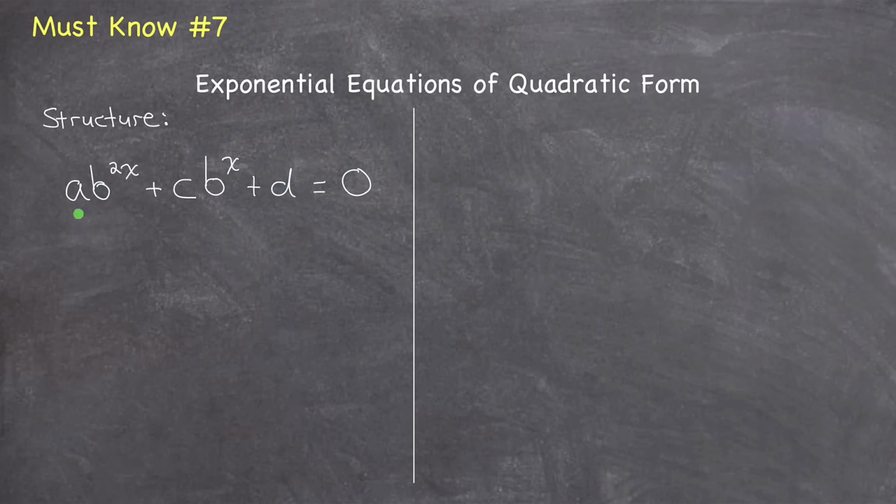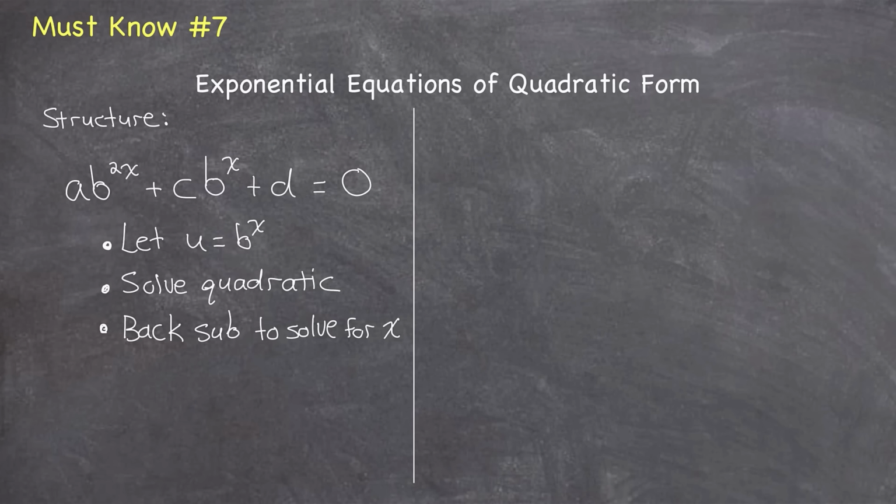In this equation, a, b, c, and d are all constant values, and our unknown, our variable, is x. Notice in this equation, I have two powers that have the same base. The base of both of those powers is b. And the exponents, one of them is x, and the other one is 2 times x. When you have this structure of an exponential equation, we can solve it by first letting u equal b to the power of x. And then once you do that, you'll have a quadratic equation that you can solve. And once you have those solutions for u, you can back sub to solve for x.